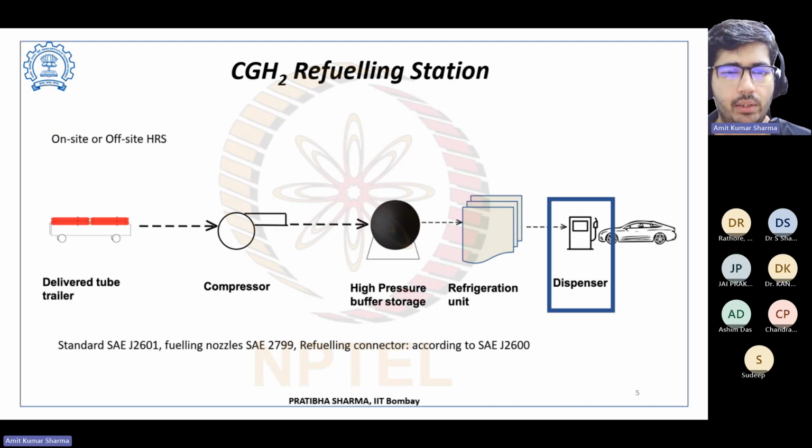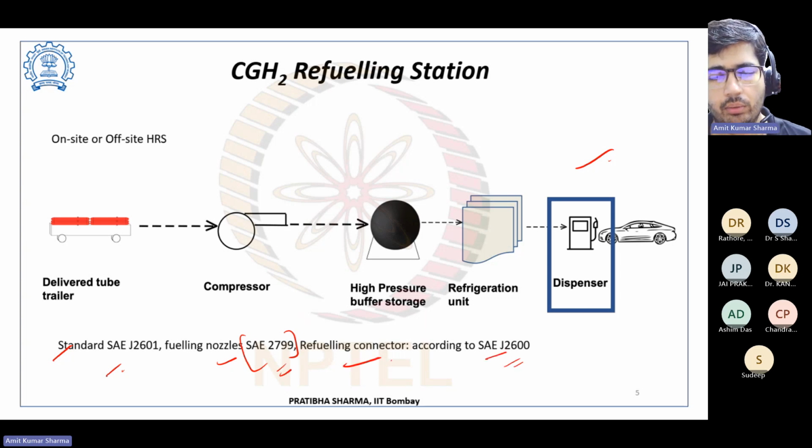So for the dispenser, the standards are SAE J2601 for fueling, SAE J2799 for the fueling nozzle and refueling connector, and SAE J2600. Okay, so there are three standards for the complete dispenser.